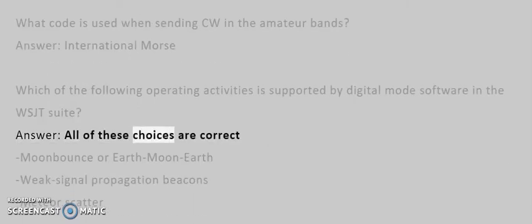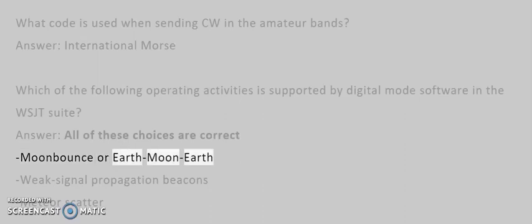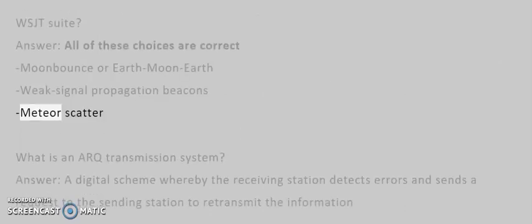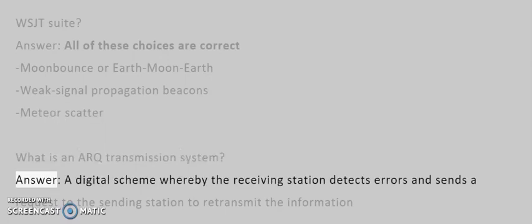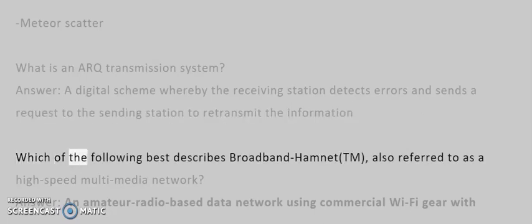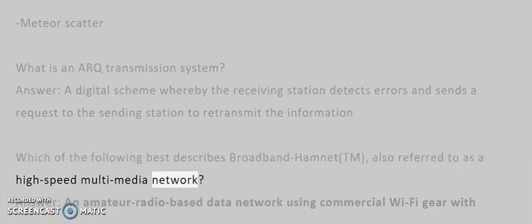Answer: all of these choices are correct. Moon bounce or Earth-Moon-Earth. Weak signal propagation beacons. Meteor scatter. What is an ARQ transmission system? Answer: a digital scheme whereby the receiving station detects errors and sends a request to the sending station to retransmit the information. Which of the following best describes Broadband-Hamnet, also referred to as a high-speed multimedia network?